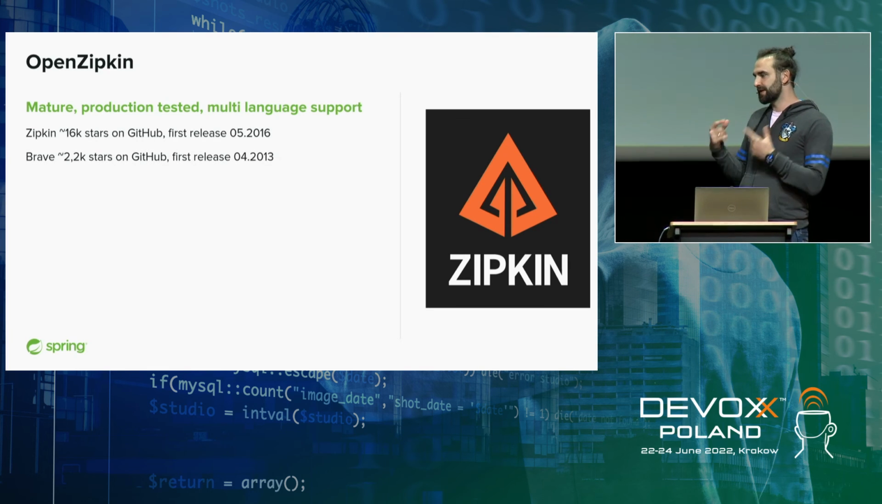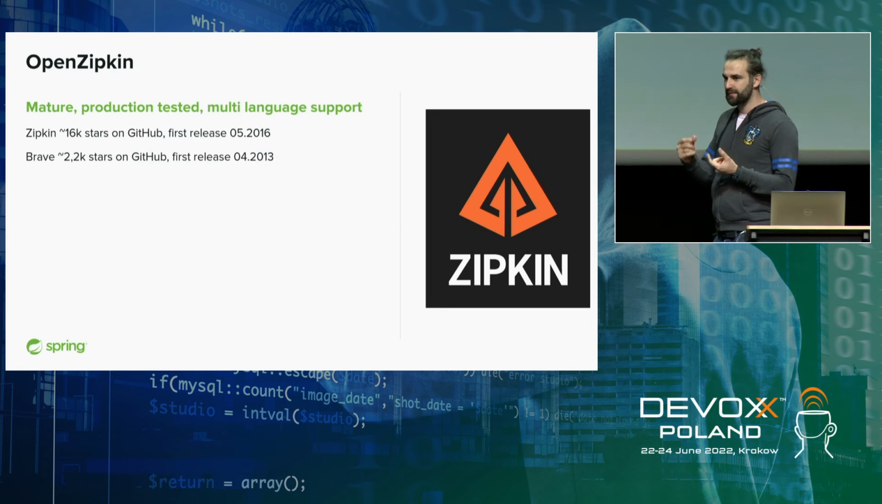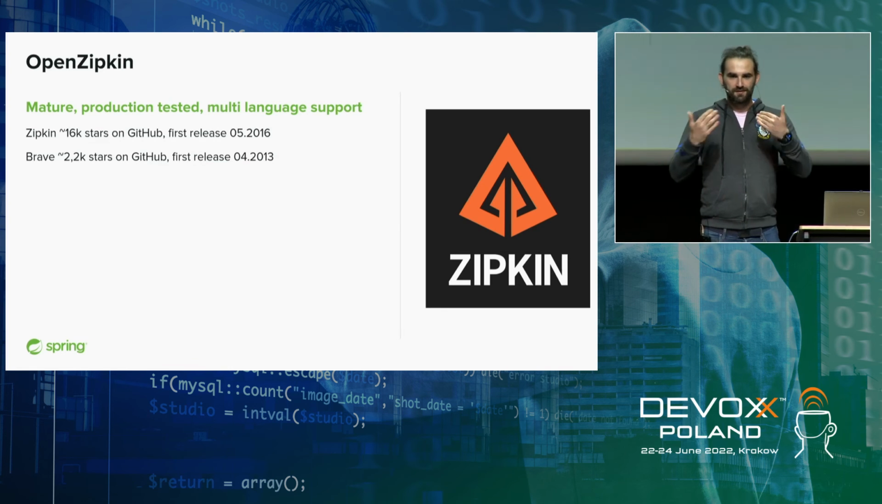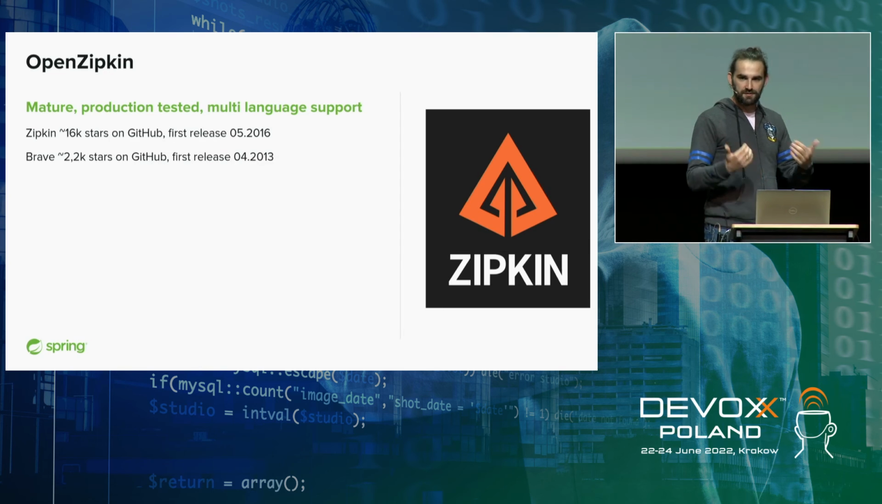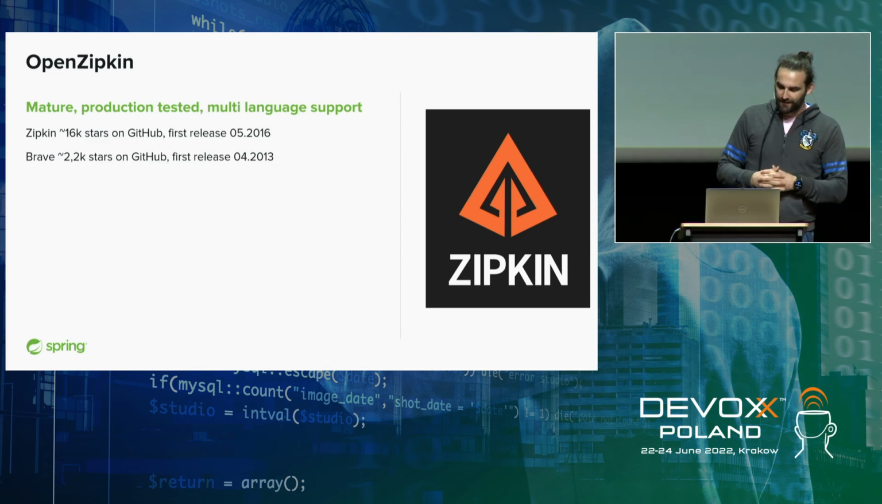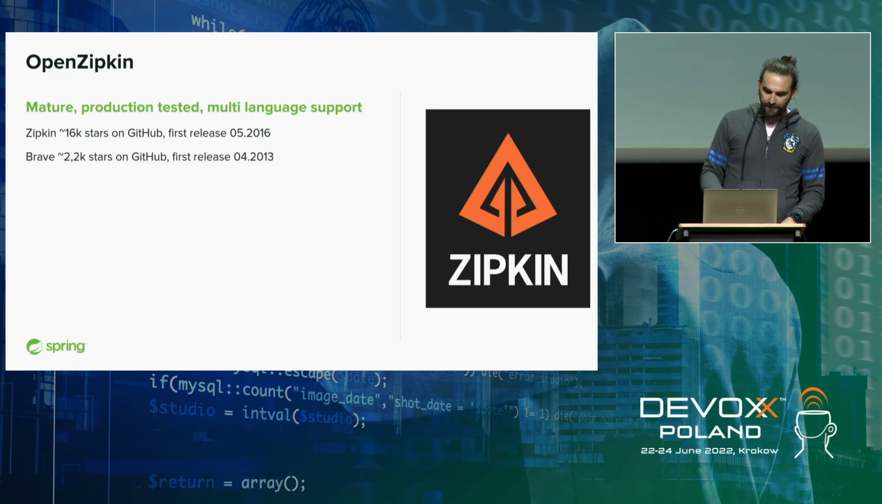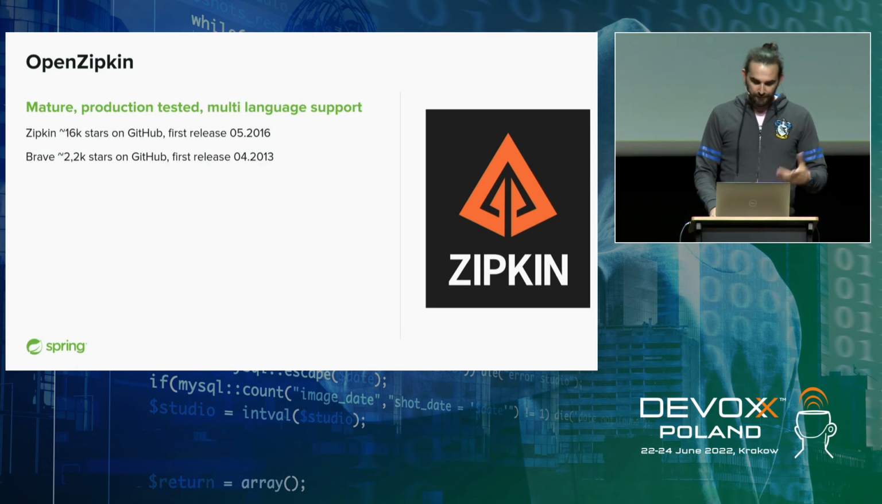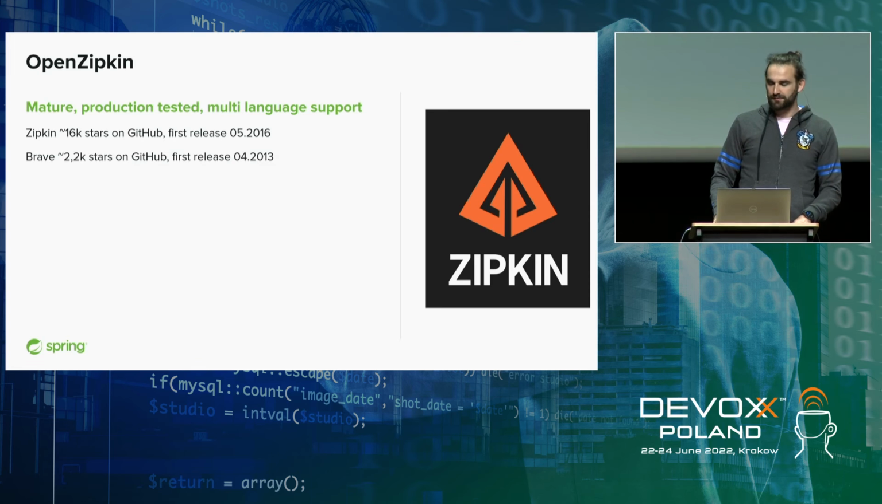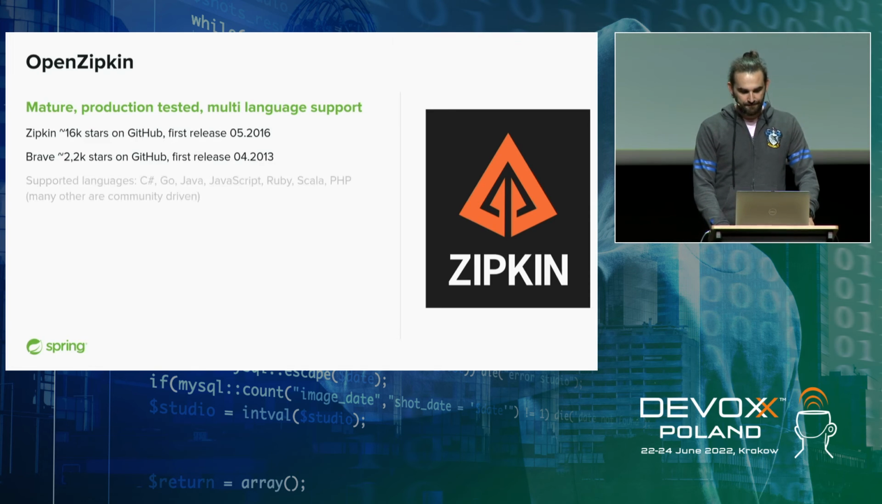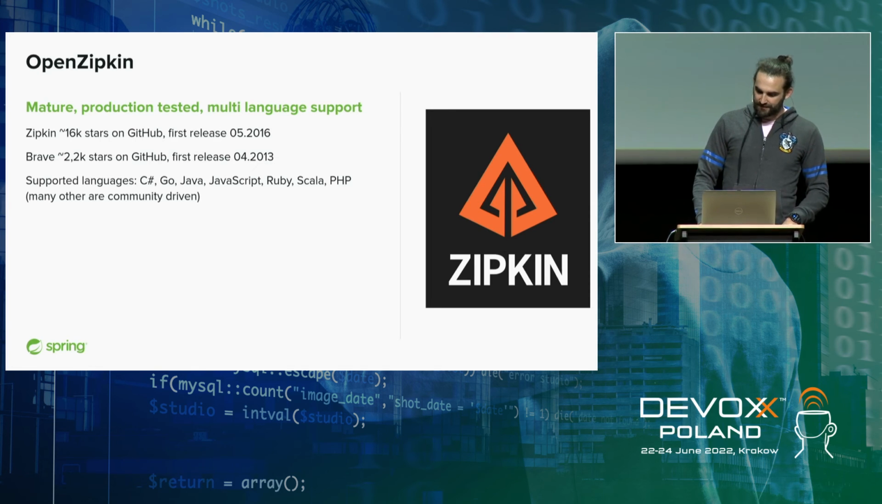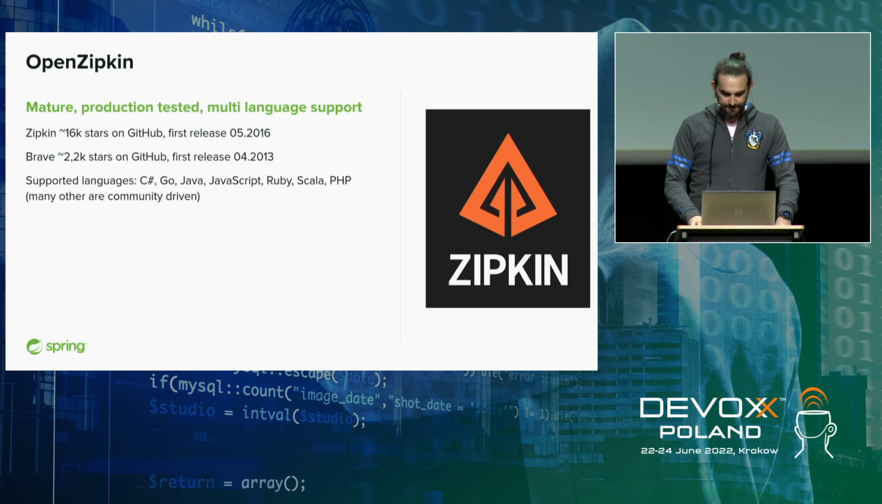Brave, which is a tracer library. So what is a tracer? It's a library that handles creation and stopping of spans, instrumentation, etc. Right? So all the logic that happens under the hood, you need a library for that. So Brave is such a library that has around 2,200 stars, and the first release happened in April 2013. And OpenZipkin has quite a few supported languages.